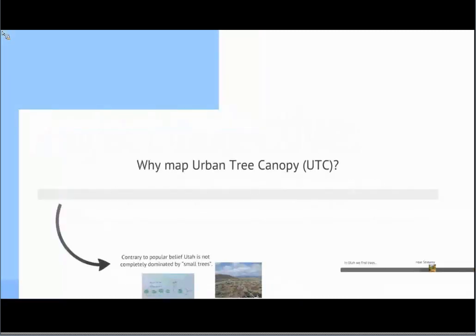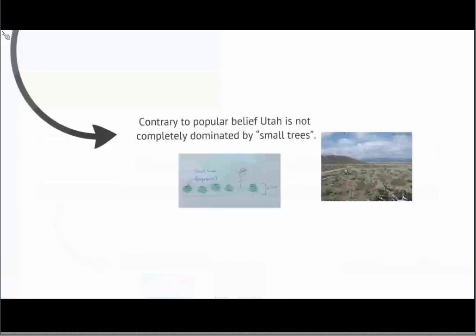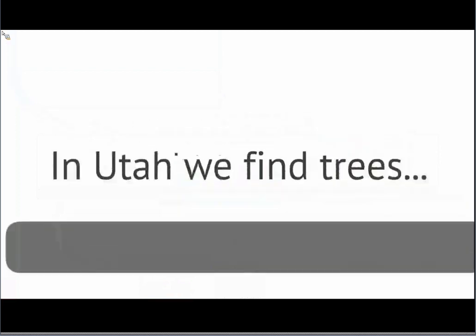But really we had to kind of wrap our heads around, at least at the lab here, why we really wanted to map urban tree canopy cover. And I thought I'd start out by covering these things first off to give you an idea where we were coming from. So why map urban tree canopy cover? Well, contrary to popular belief, at least in Utah, we're not completely dominated by small 2-foot trees. Though we have a lot of tourists coming through and say that's about all they see is sagebrush out there. They're not really trees. But we do have a pretty substantial forest component in Utah.